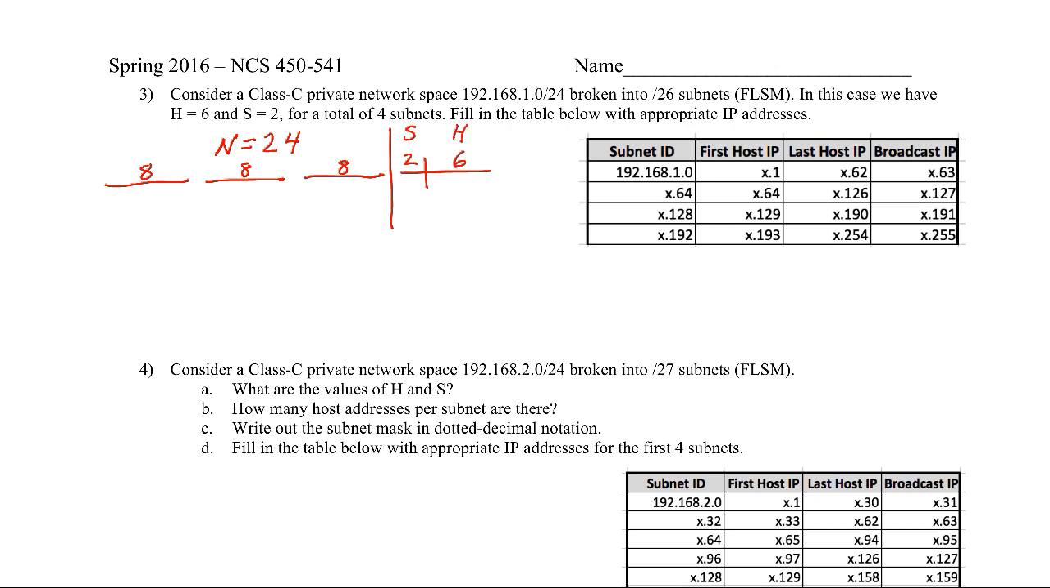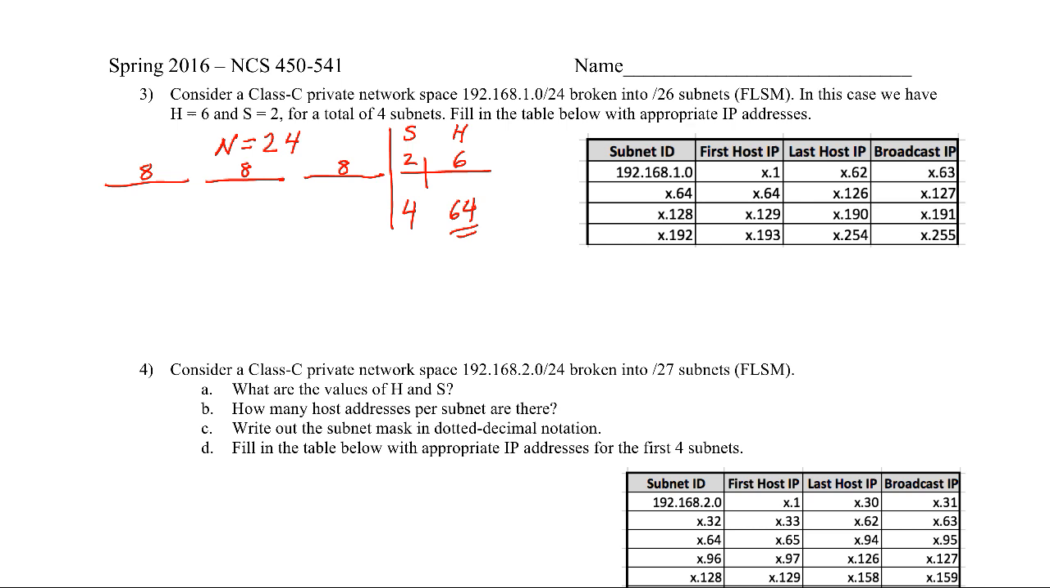So S is 2, H is 6, and I've got 4 subnets, and 2 to the 6th is 64 IP addresses in each. And so this 64 is our increment in this case in the 4th octet of our IP address. Okay.